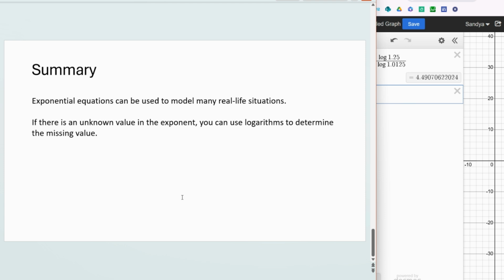So exponential equations can be used to model many real-life situations. If there's an unknown value in the exponent, you can use logarithms to determine the missing value.